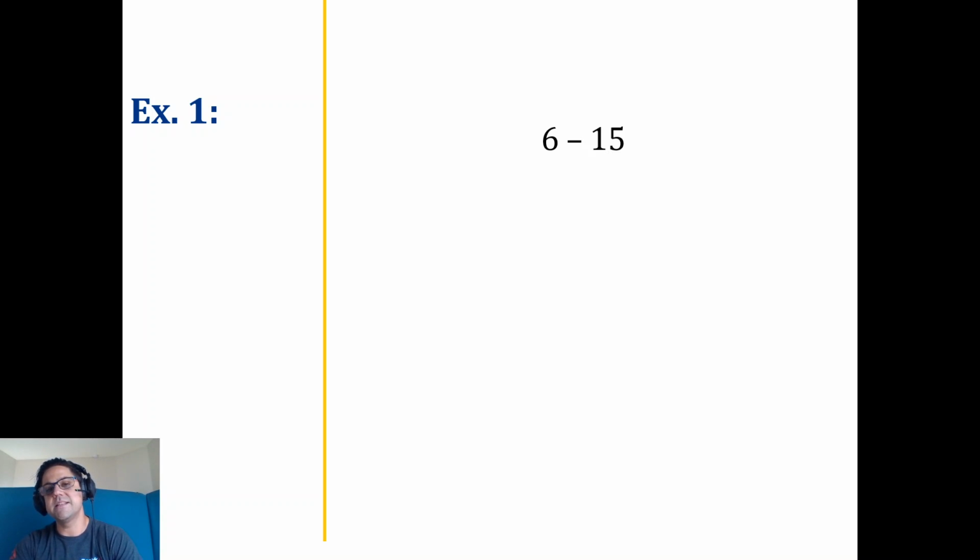It really means 6 add negative 15. So you're going to do the rules from the previous lesson, because again, they have different signs. So if they have different signs, that means you're going to subtract, and then you're going to take the sign from the greatest absolute value. So looking at it, you probably just know right away that it's going to be a negative answer, because negative 15 has the greater absolute value.